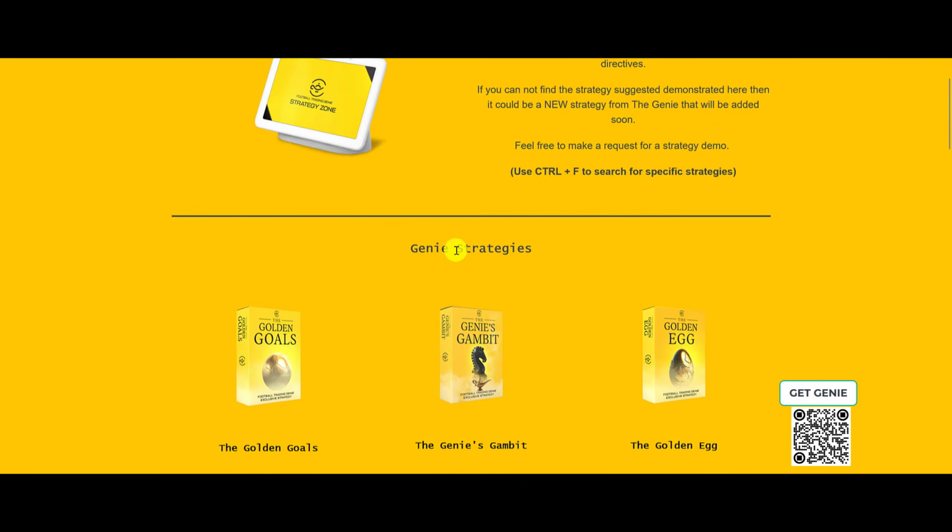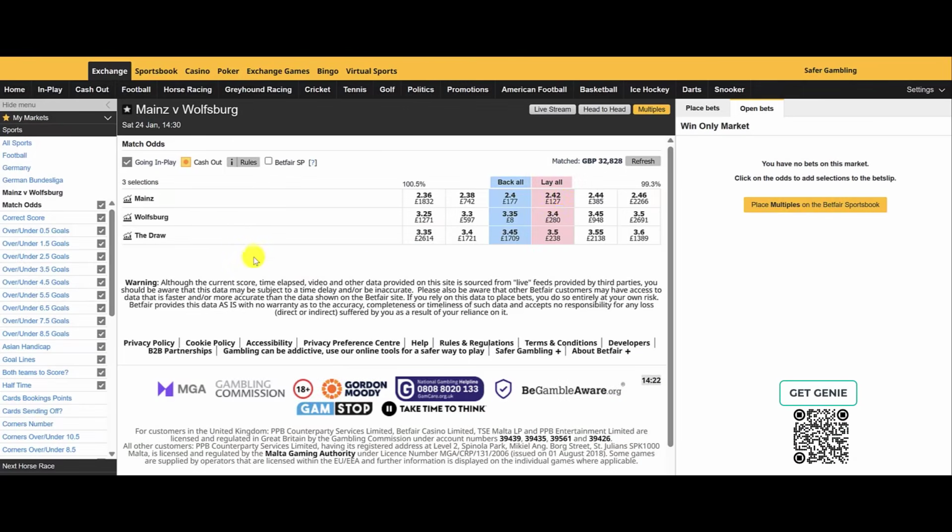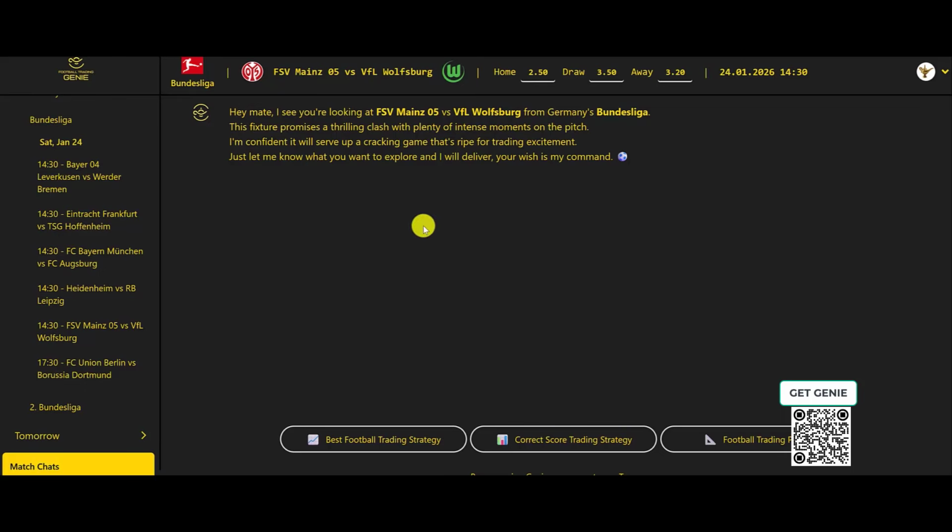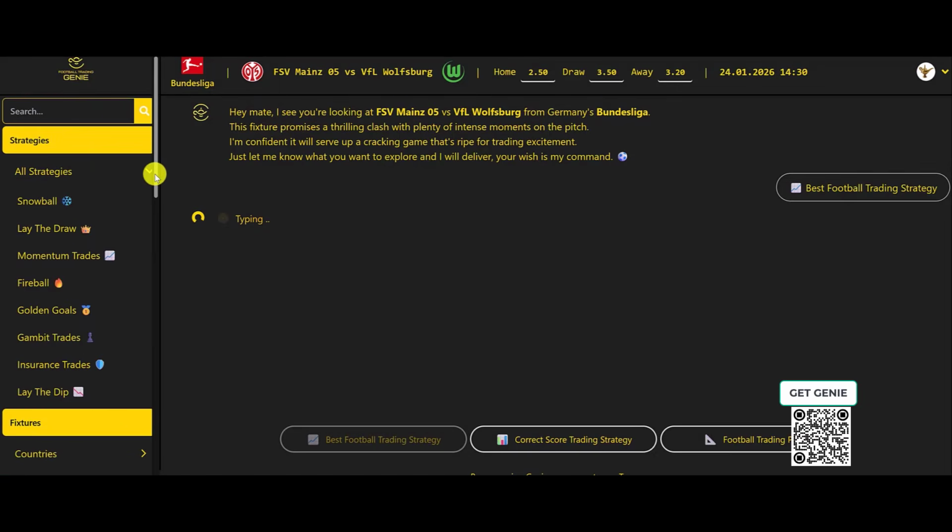But talking of strategies, let's dive into some more real life trading demonstrations using the Football Trading Genie, trying to follow the strategies that the Genie comes up with. Let's check it out here. We're going to use AI to help us trade this match from the German Bundesliga, Mainz against Wolfsburg. Quite even, obviously Mainz are the favourites there, but we're going to use the AI to give us the best strategy on this one.